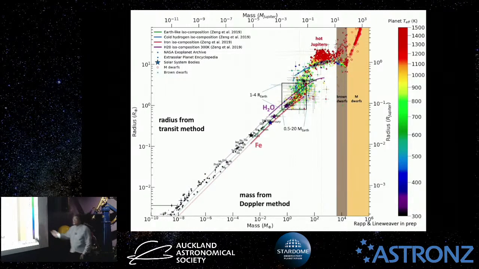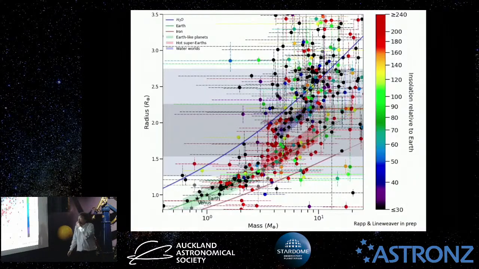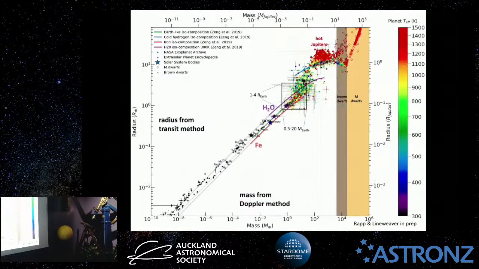Oh, by the way, this blow-up is between half and 20 times the mass of the Earth, and 1 to 4 times the radius of the Earth. That's that little square. So here it is. Mass goes from about 10 to the 0, which is 1, so about half the mass of the Earth, to about 20 times the mass of the Earth. And then from about 1 times the radius of the Earth to about 3.5 times. That's a blow-up of that. So let me go back and show. It's a blow-up of that thing.